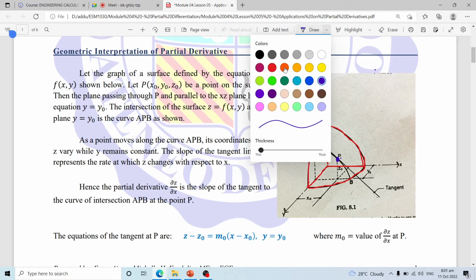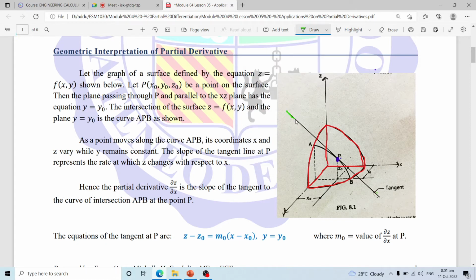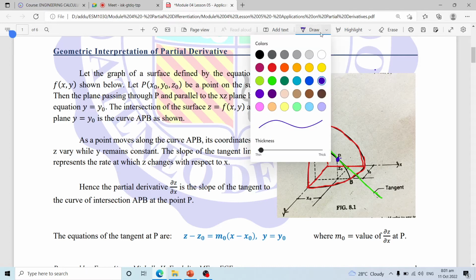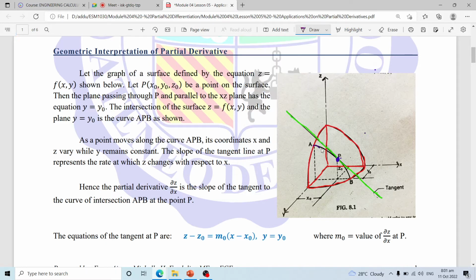So, we have our tangent line. Let's color it green. So, this is our tangent line. That is our tangent line at point P. Then, ang part daw ng surface na nag-intersect and then parallel sa ating tangent line is itong curve APB. Ito. Okay, that's not an official line to surface. That's just the line at which it is parallel to your tangent line. Okay.